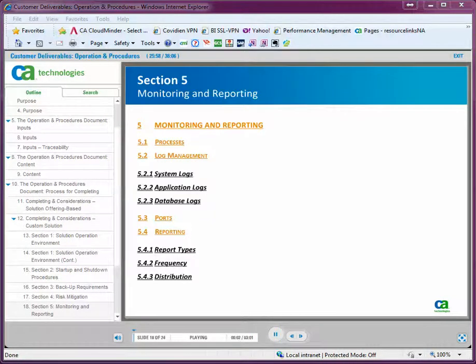Section 5. This is where anything for monitoring regarding the instrumentation stack of the solution and anything to do with reporting, as far as the report types, the frequency, and the distribution, is captured. So in 5.1, this is where we capture the critical processes, the daemons, the started tasks, the services of the deployed solution. They should already be captured in the technical design document, and where we need to get into additional detail, we put that information here.